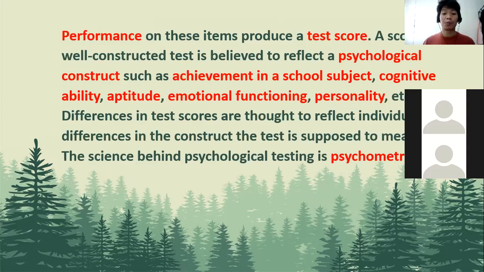Performance on these items produces a test score. A score on a well-constructed test is believed to reflect a psychological construct such as achievement in school subjects, aptitude, cognitive ability, emotional functioning, personality, etc. So differences in test scores are thought to reflect individual differences in the construct the test is supposed to measure. The science behind psychological testing is psychometrics.